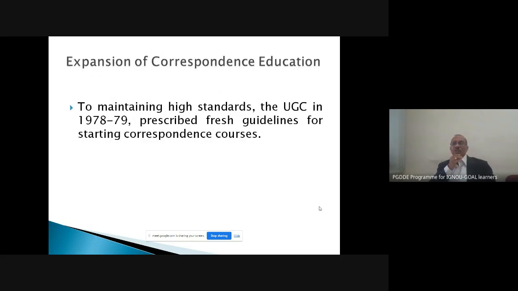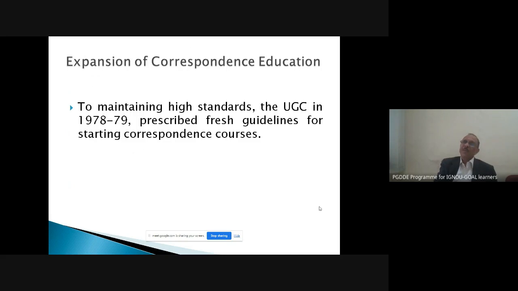Expansion of correspondence education, though it started in 1962, as I told you. In 1978, the UGC prescribed fresh guidelines based on a review of the functioning of correspondence institutions from 1962 to 1978, almost 15 years of their functioning. The University Grants Commission reviewed it.